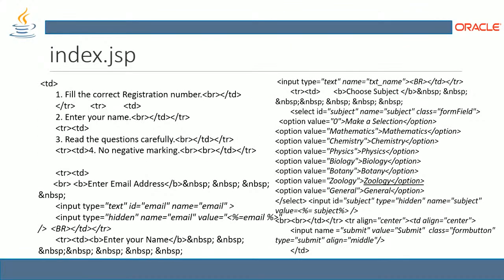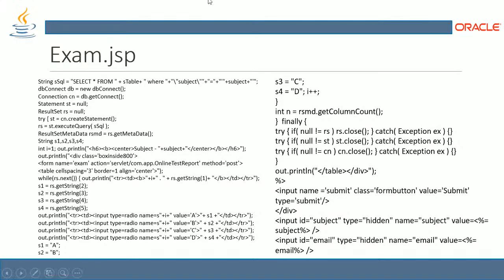It will go to the index.jsp and the exam.jsp. You can see here, exam.jsp will simply go to the index.jsp and exam.jsp, username, and you can see here details. Exam.jsp will simply go to the exam table with the particular subject the user selected.